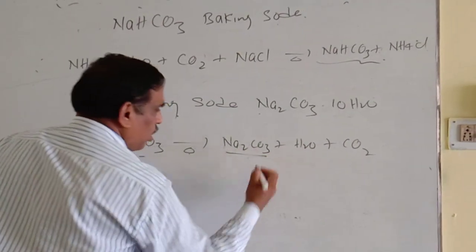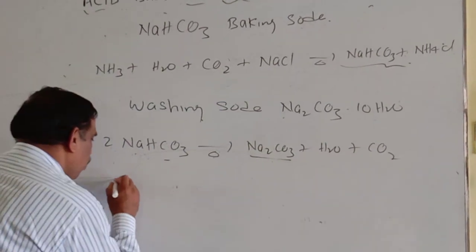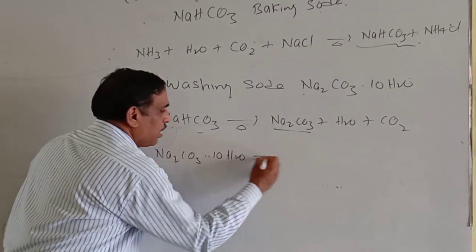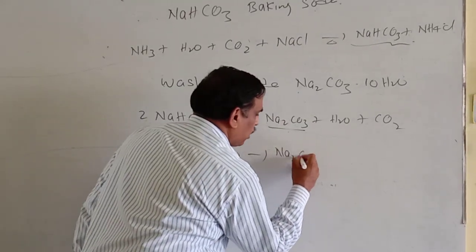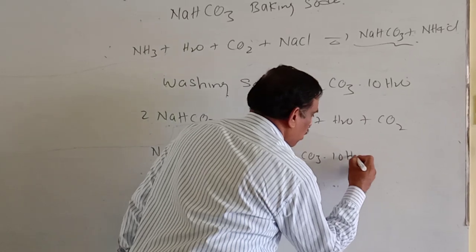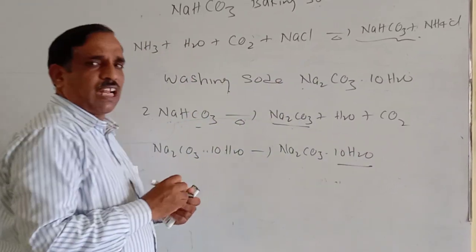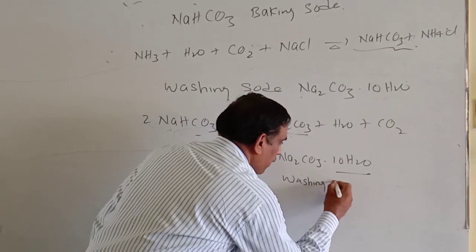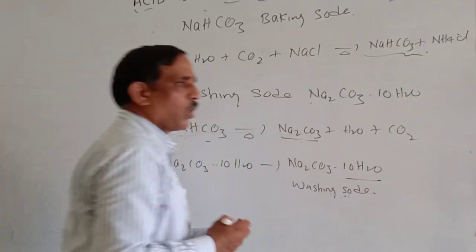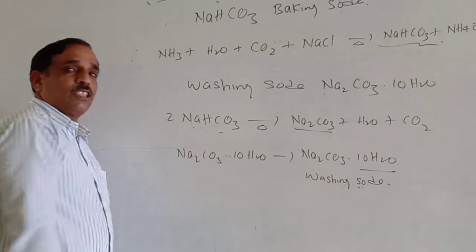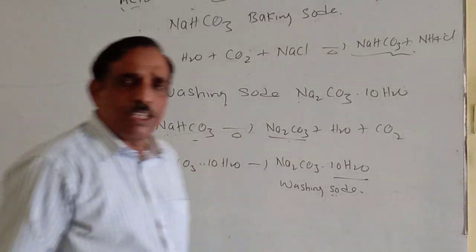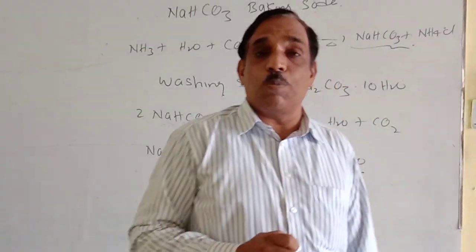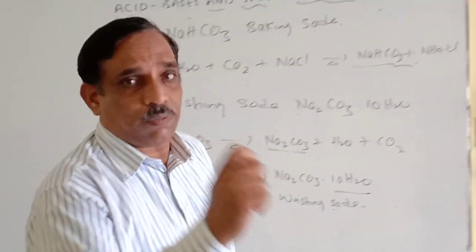But this is not washing soda. This sodium carbonate, when hydrated, when mixed with water, will form Na2CO3.10H2O. This is called water of crystallization, and this is called washing soda. This compound has two important uses. It is used in the soap and detergent industry and is also used to remove the hardness of water.